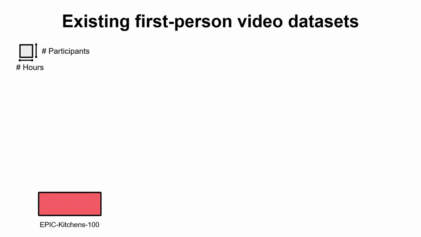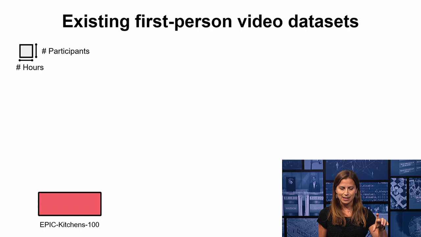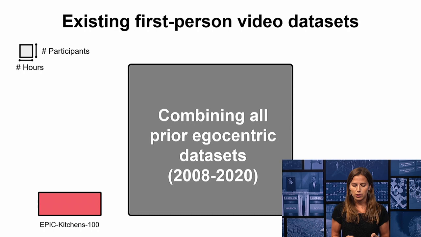So in terms of number of people who wore cameras in a given data set, if you treat that as a vertical axis, and in terms of number of hours of video content, if you treat that as the horizontal axis, then the biggest data set that existed at the time would carve out the rectangle in red. If you took all the video data sets we knew about at the time for egocentric video, it would be this big.